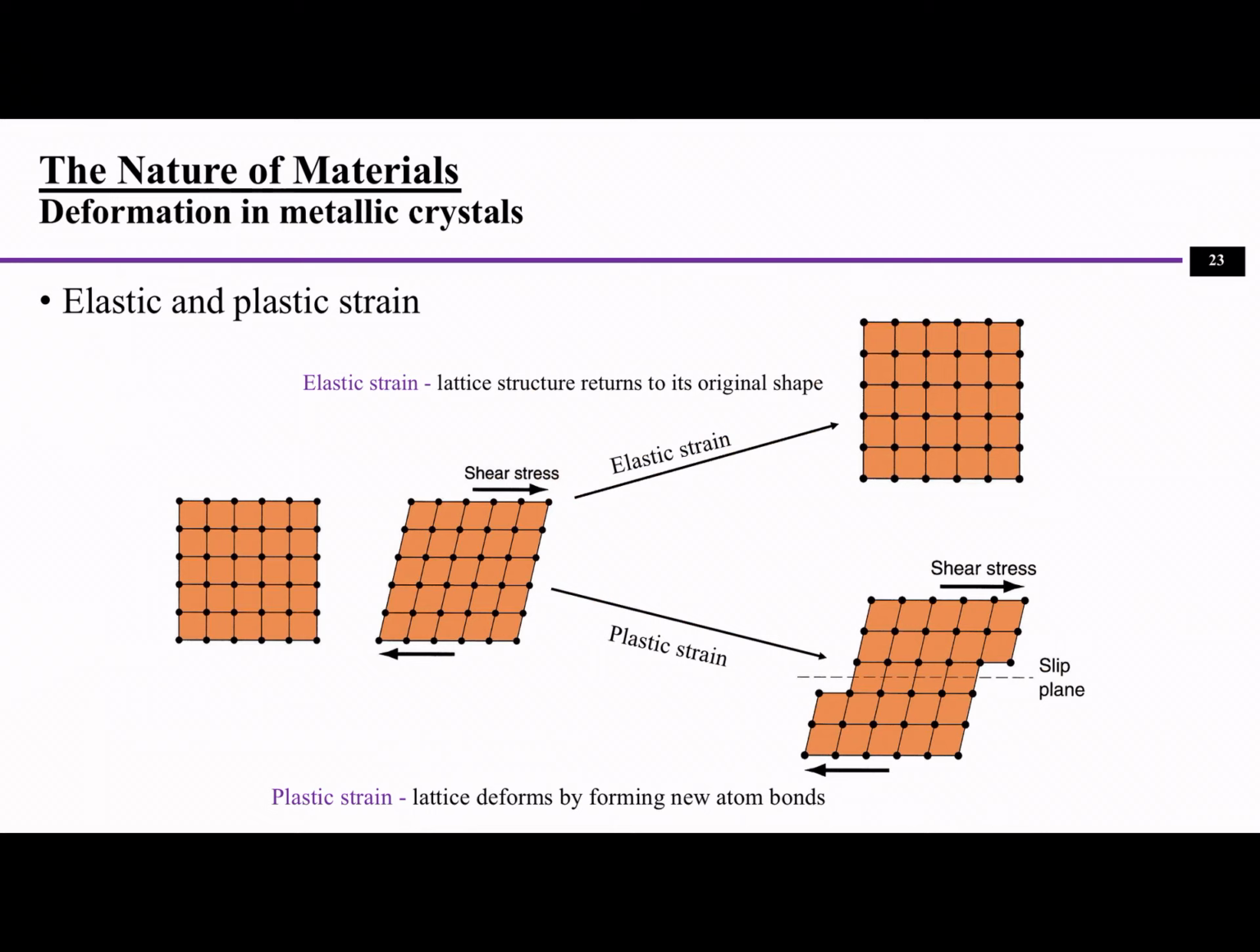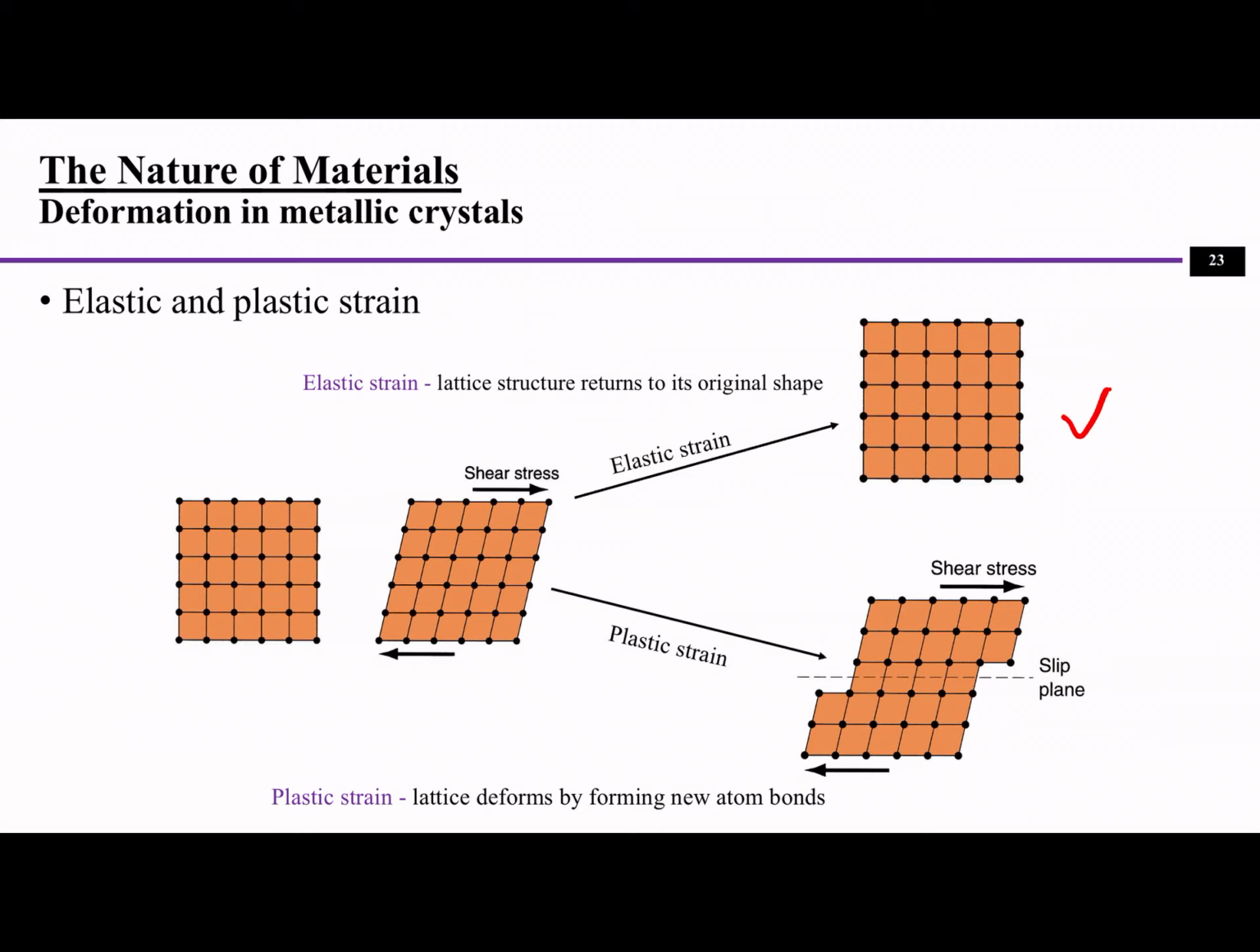Deformation of metallic crystals. There are two different kinds of strain. One is elastic strain, and another one is plastic strain. Elastic strain means a structure can return to its original shape. You have an external force or stress applied to it, and after you release the force or release the stress, it can return to its shape, like this one. So it's called elastic strain.